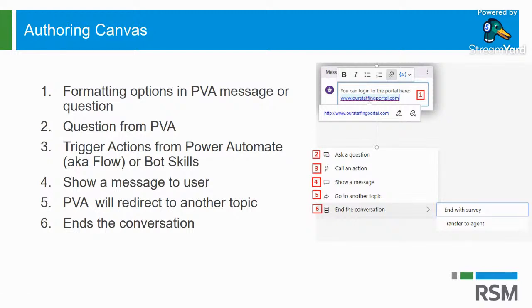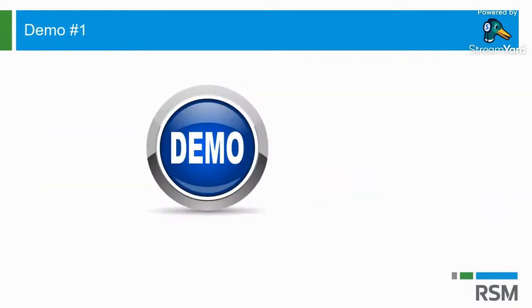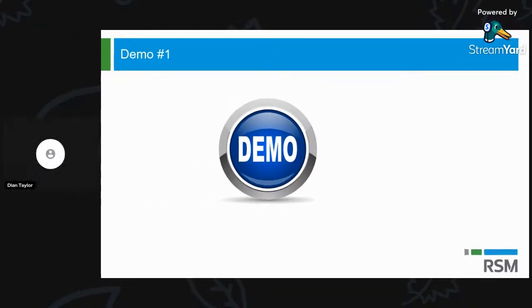Or we can end the conversation. And you can see here you have the ability to end a conversation with a survey, or we can transfer it to an agent. And we'll talk about that a little bit later. I'm going to show you what the integration looks like with Dynamics 365 Omnichannel for customer service, where we can do that transfer to an agent. All right, so let's go ahead and start with my first demo here.